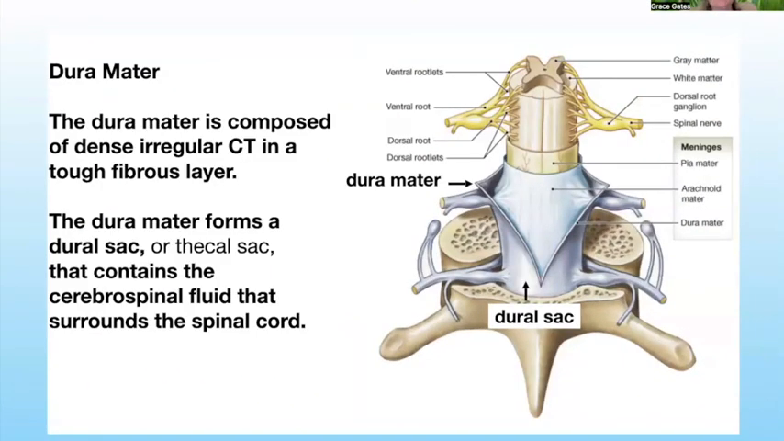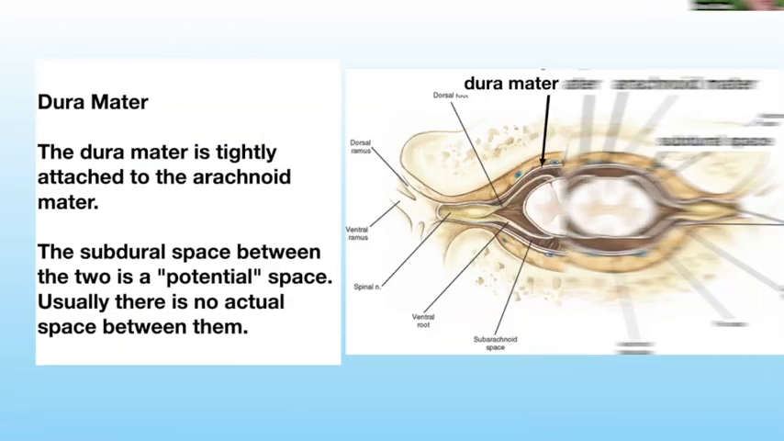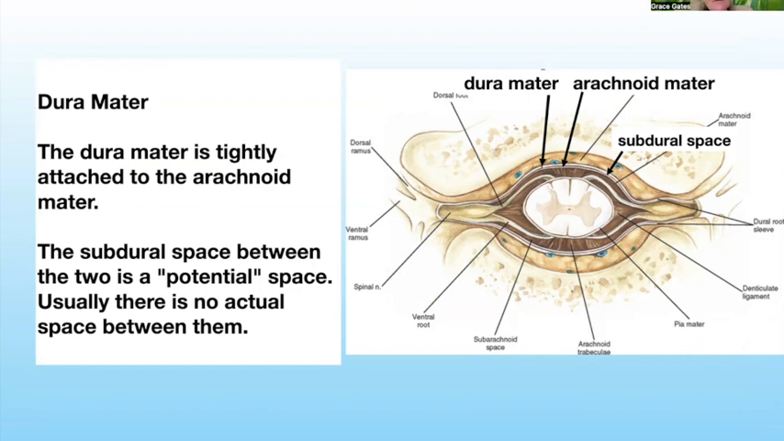Okay, back to our meninges. The dura mater is composed of dense, irregular connective tissue in a tough fibrous layer. The dura mater forms a dural sac or thecal sac that contains the cerebrospinal fluid that surrounds the spinal cord. Something's got to keep it in, or it would be leaking all over the place, right? The dura mater is tightly attached to the arachnoid mater. The subdural space between the two is a potential space, which means that there's no actual space between them unless there's some kind of a disease process that's causing blood or fluid to create an actual space between the two.